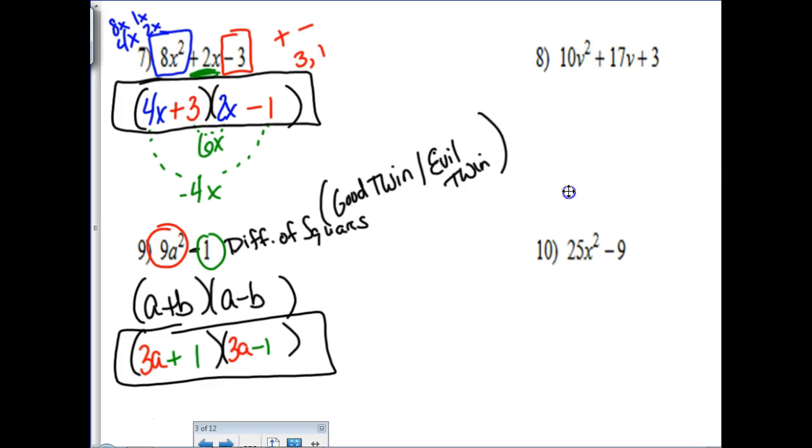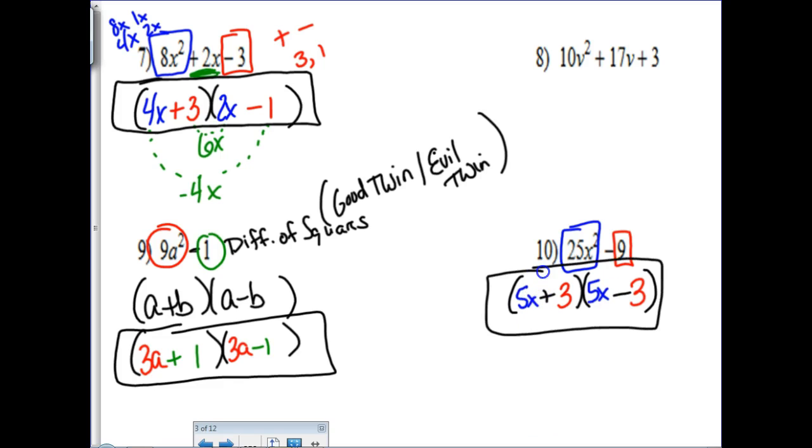I am going to do number 10 with you, just because I think that's a skill that we needed a little more practice with, judging from our last test. So there's no common factor, but this is the difference of 2 perfect squares. So using our good twin, evil twin pattern again, I'm going to take the square root of this first term. That would be 5x, 5x. And then the square root of this last term, which is 3 and 3. And then make one of them a plus and one of them a minus. So if you recognize that pattern, it should be a nice easy question for you on the test. Please recognize it. And it is on your flowchart.